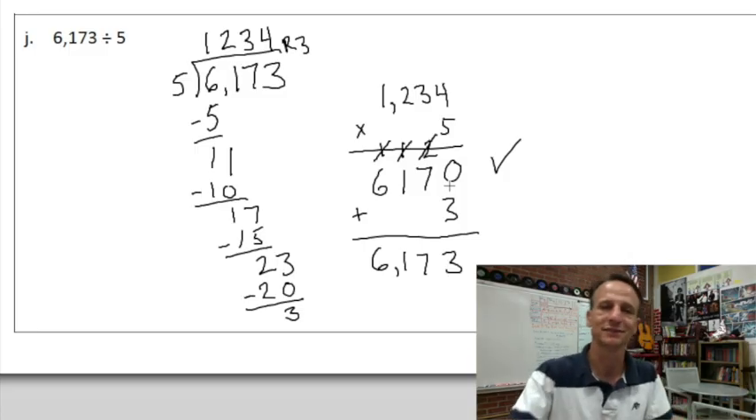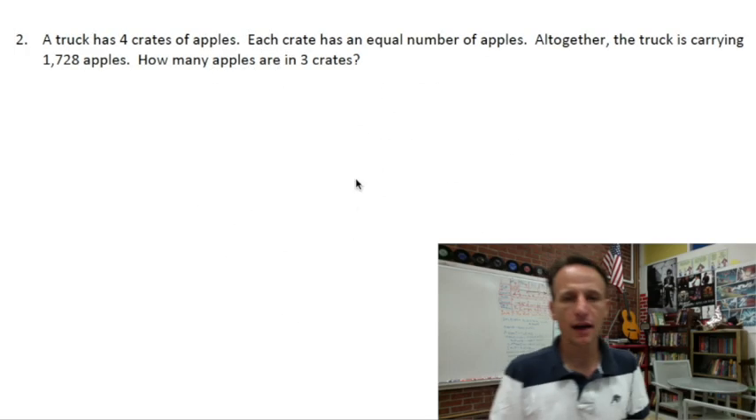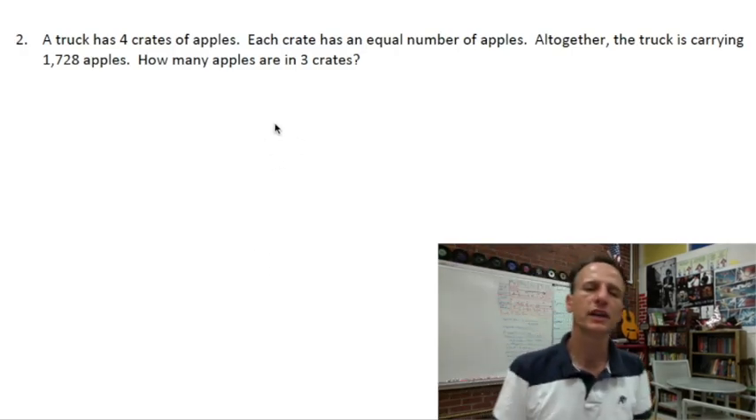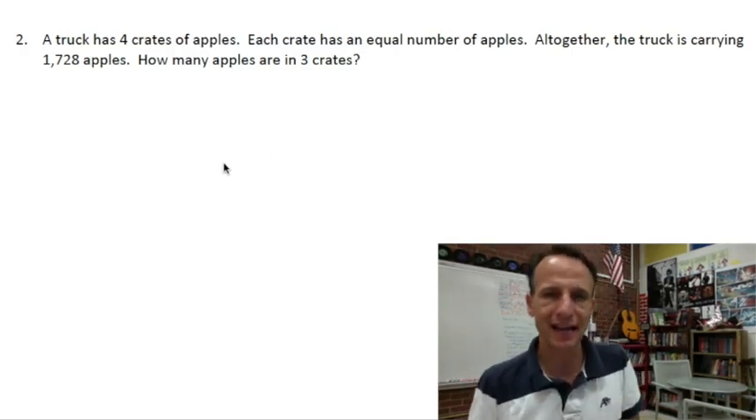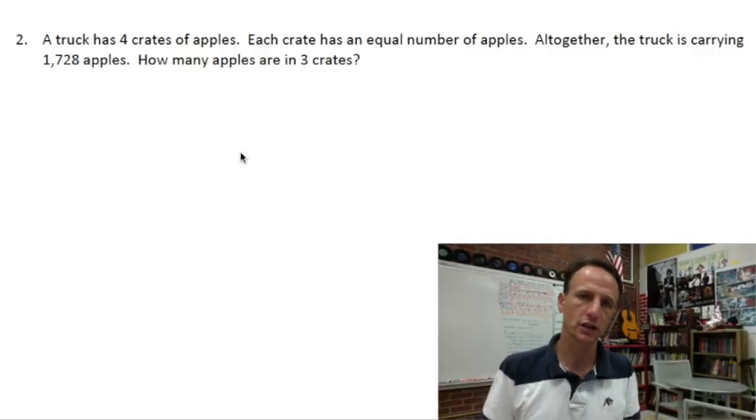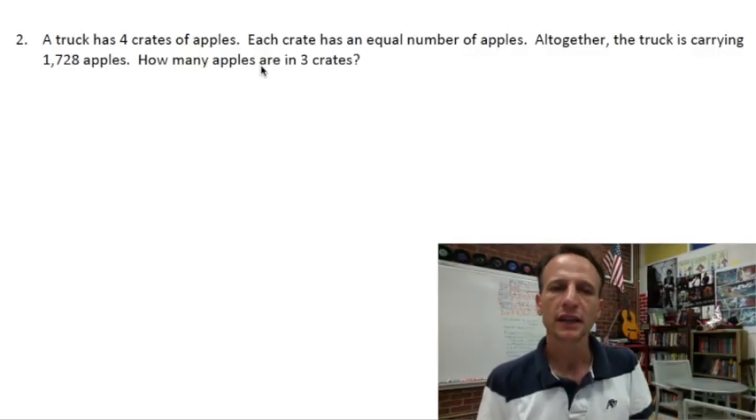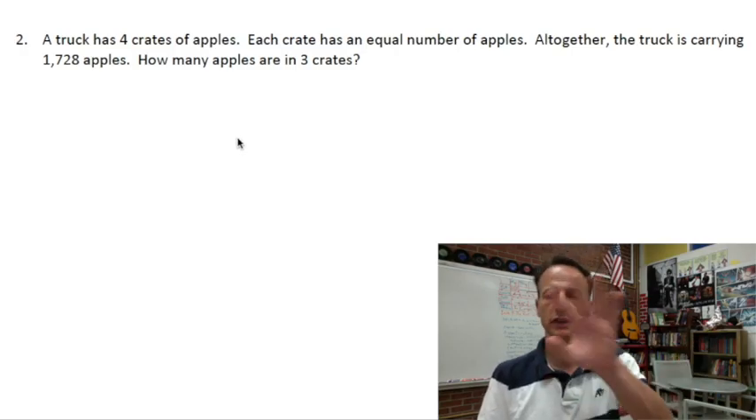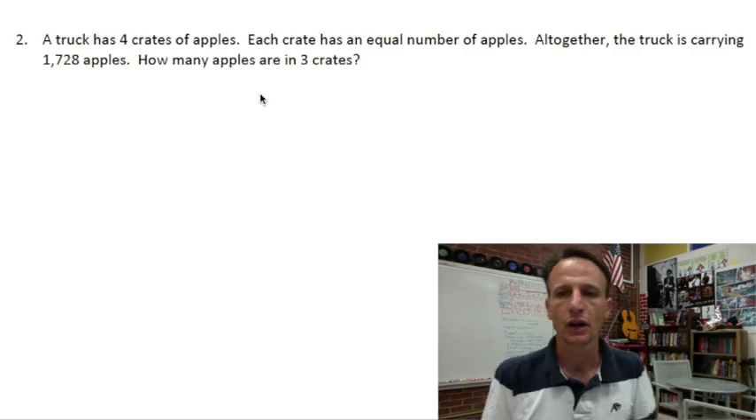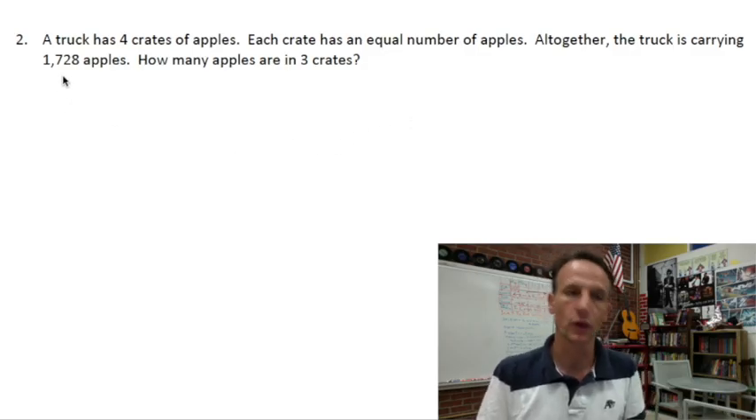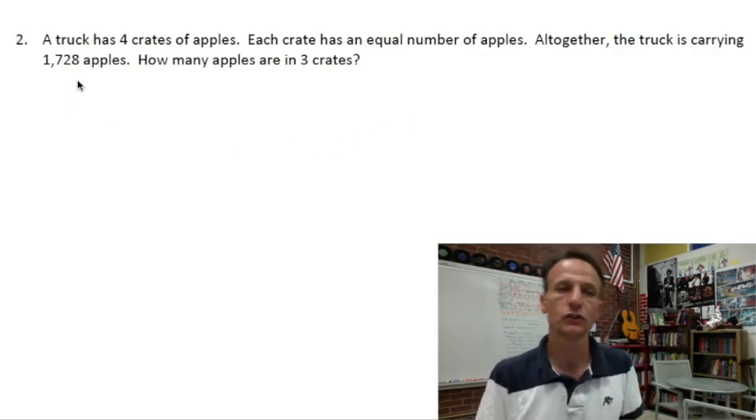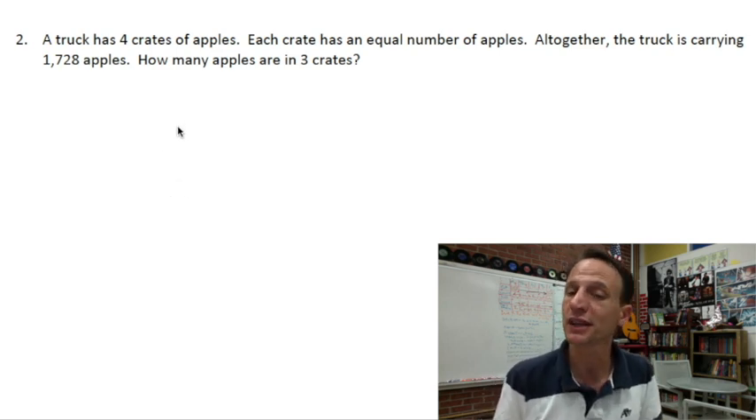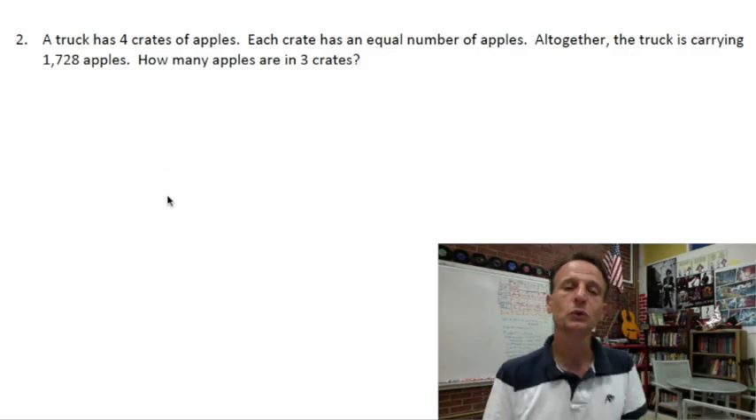Golly! Alright, let's go look at number 2. Good. Just one little word problem to do here. No trouble. A truck has 4 crates of apples. Happy little truck, 4 crates of apples. Each crate has an equal number of apples. Okay, so 4 crates, they're all the same. Altogether, the truck is carrying 1,728 apples. How many apples are in 3 crates?